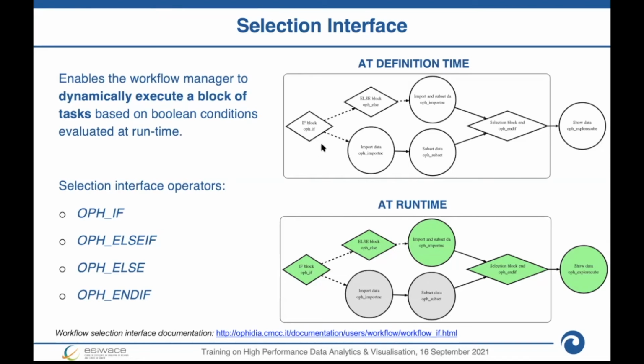Here we see the example again of the static graph view, and the one which is executed at runtime. In this case, the else branch is executed, whereas the if one is just skipped. So this task will not be executed.